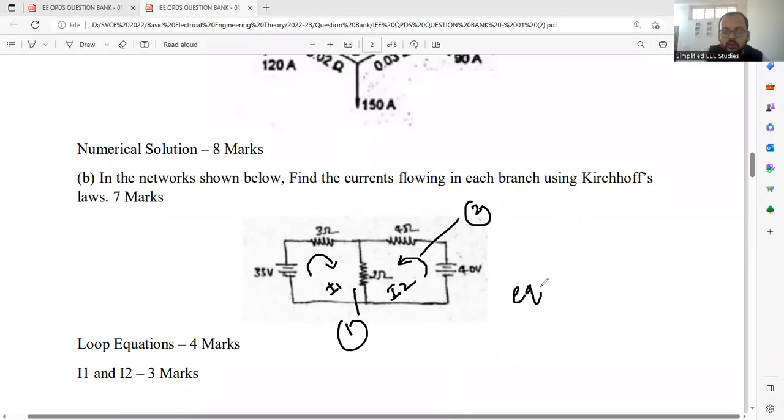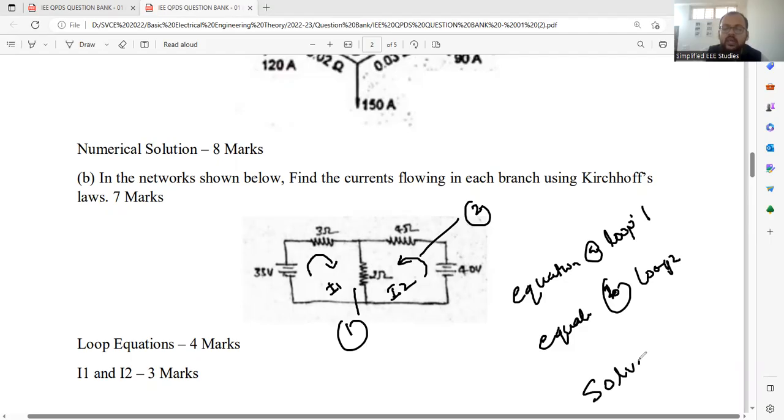You have to form the equation. Equation at loop 1. You will be getting a linear equation. Similarly, you have to form the equation by applying KVL in loop 2. This is loop 2. Two equations you will be getting. Solve the two equations using the calculator, or you can go for any kind of method, matrix method or elimination method. So solve I1 and I2.